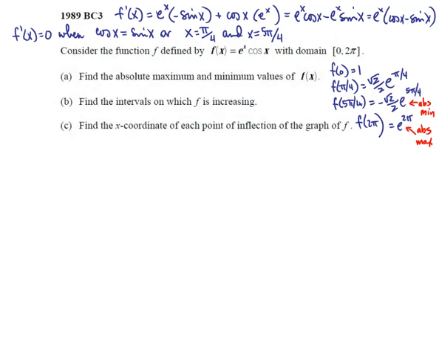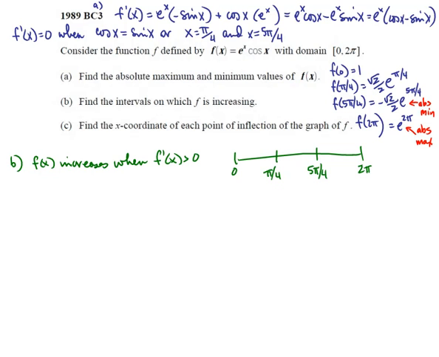In part B, we want to find the intervals on which f is increasing, and that'll happen whenever the first derivative is positive. So we're going to set up a sign chart from 0 to 2 pi, plug in our two critical values at pi over 4 and 5 pi over 4, and then we pick some test points in there. And I'll use pi over 6, pi, and 3 pi over 2 because it's relatively easy to evaluate the cosine function there. But all we really need to know is the signs.